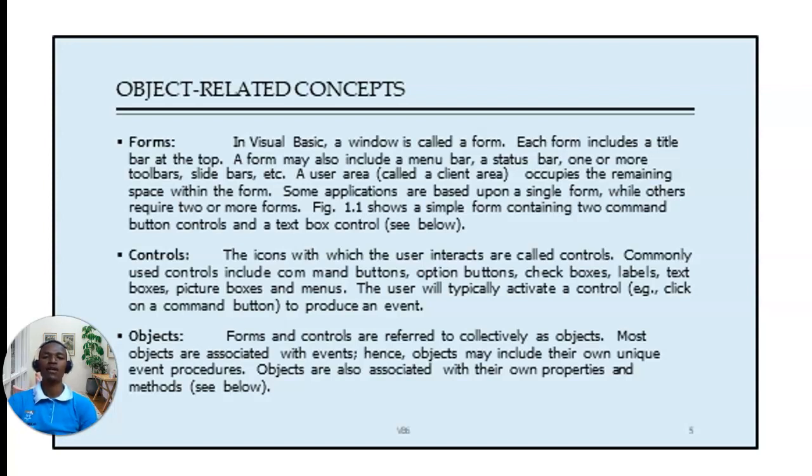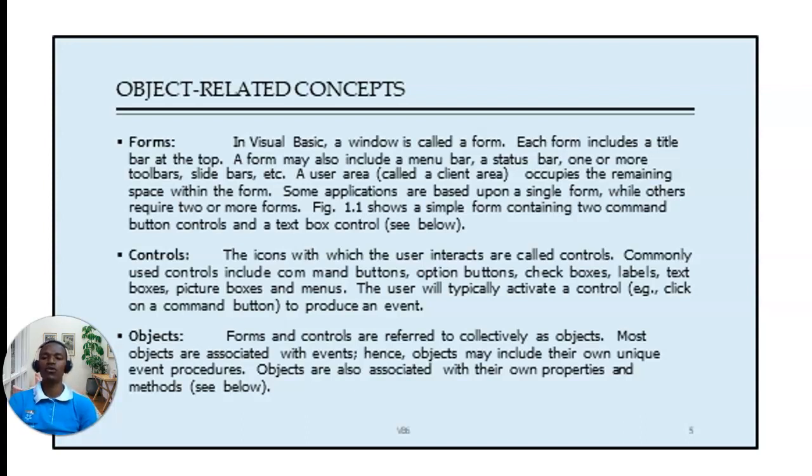Number two, it has a status bar which tells the user or the programmer which form is active. Number three, it has a menu bar and many more. The user area, which is also called the client area, occupies the remaining space within the form. You understand that some applications are based upon one single form while others have two or many forms. We shall have a look at that later.